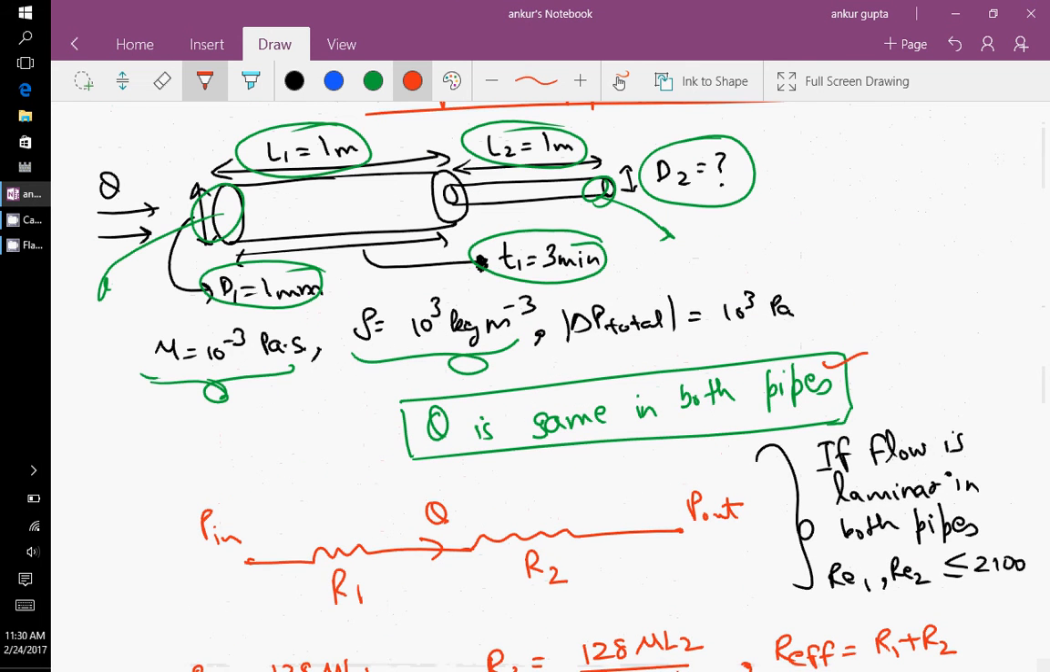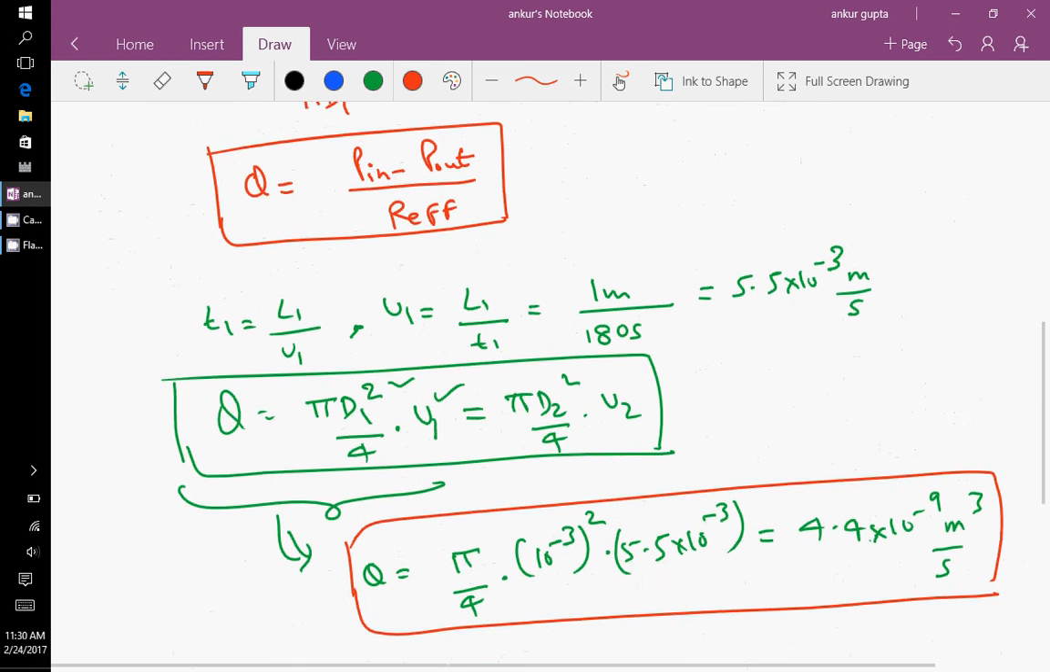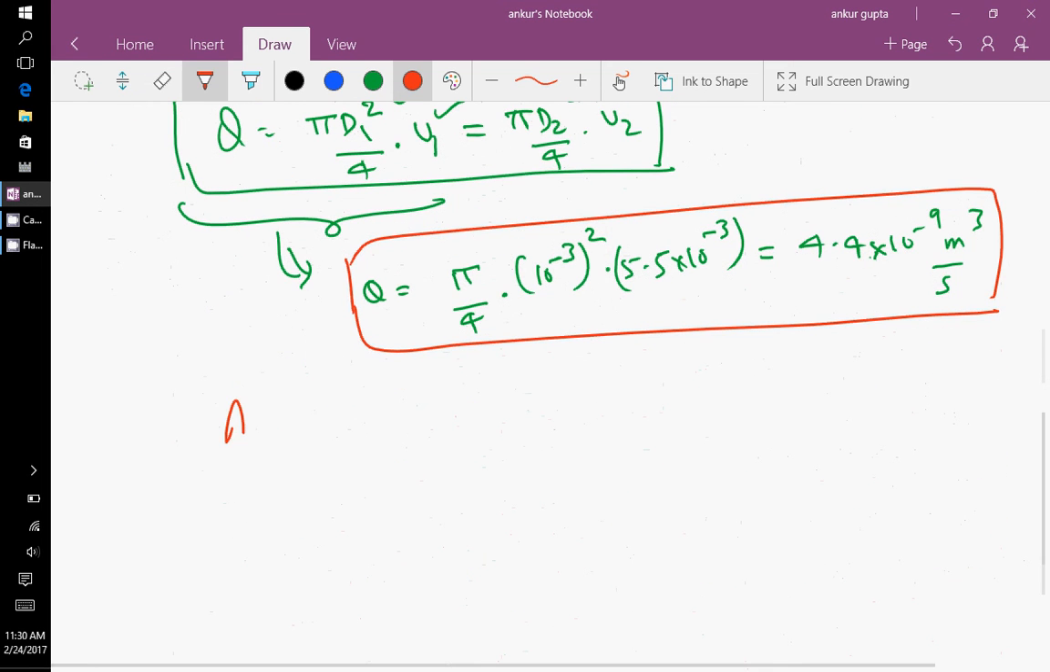So we know the flow rate in both the pipes is same, and we have the flow rate, but we do not know the velocity in the second pipe because we do not know the diameter of the second pipe, and that is something we have to find out. So to check the condition of laminar flow in both the pipes, we should know the velocity in the second pipe also, but we cannot do that right now. So let us first assume that the flow is laminar. Okay, so assume flow is laminar.